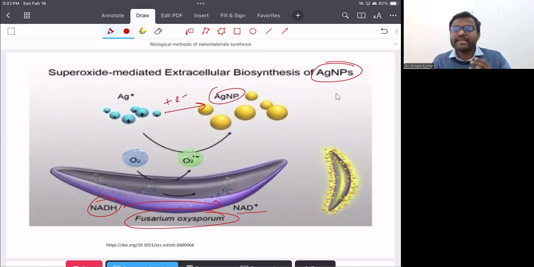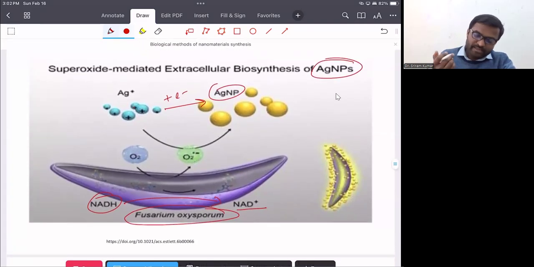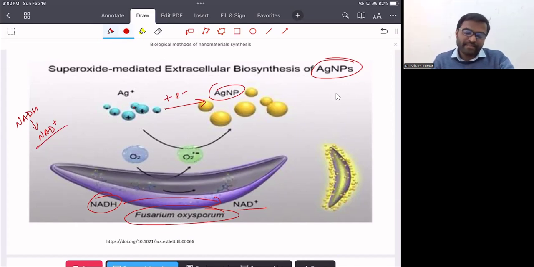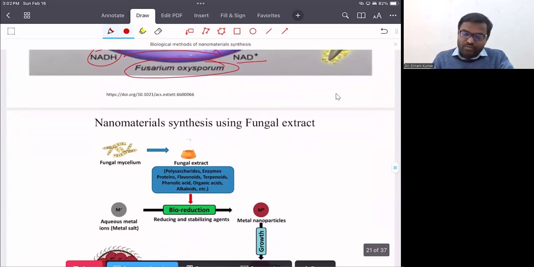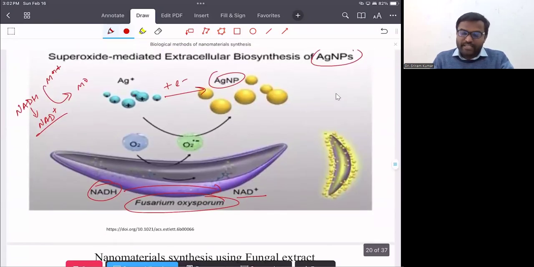We are again and again encountering this kind of enzyme, and that popular enzyme is called NADH. We just need to learn that NADH is a very important enzyme, and it is oxidized into NAD+, and that reduces Mn+ to M0, which leads to the formation of nanoparticles. This mechanism can be intracellular, or maybe extracellular.